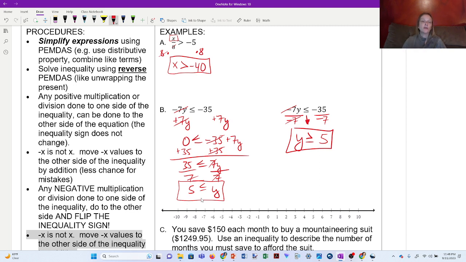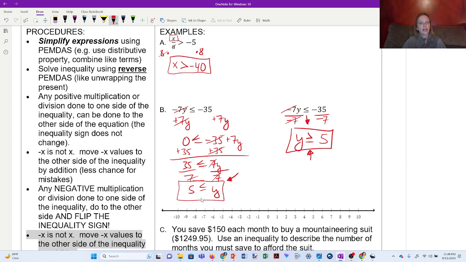This is what you need to remember whenever you multiply or divide by a negative number. This is something that students forget all the time. They forget to flip that inequality. Therefore, I recommend to my students that they do things by addition. It does take up a little bit more space, but you're never going to make a mistake. You're never going to forget to flip the inequality sign, which you might do when you multiply or divide by a negative number. So that's just a recommendation so that you don't forget a step and end up getting it wrong.